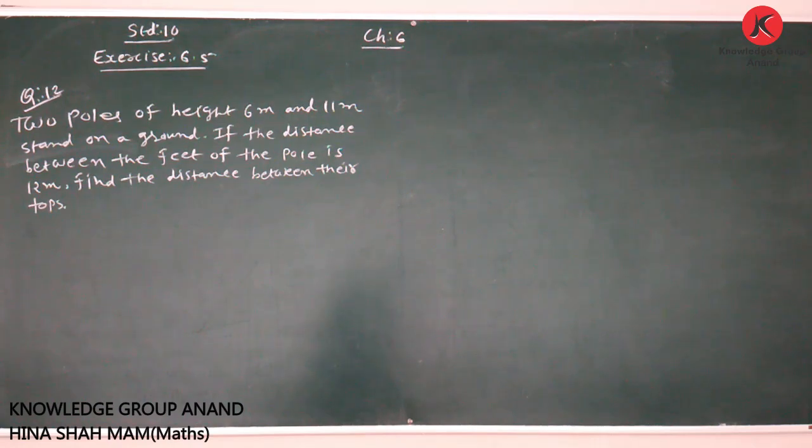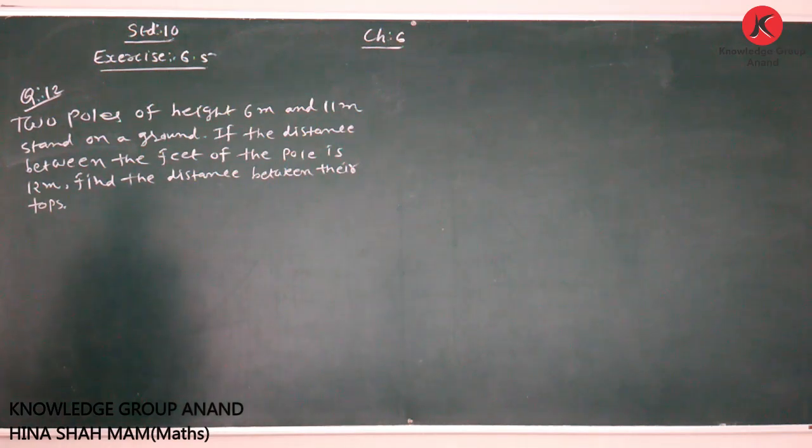Now, question number 12. Two poles of height 6 meter and 11 meter stand on a ground. If the distance between the feet of the poles is 12 meter, find the distance between their tops.